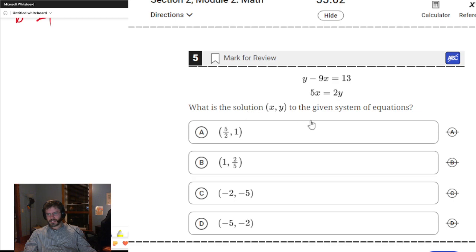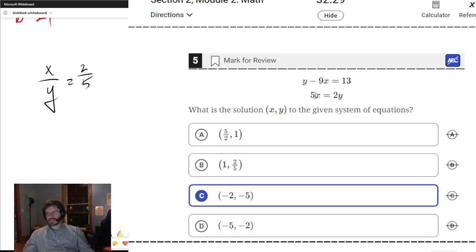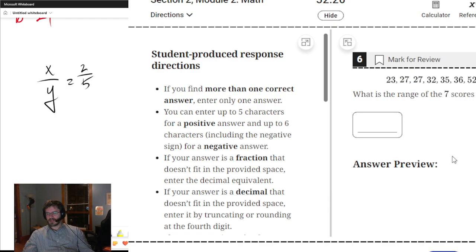You could plug in these answer choices and see which one is the solution, but they do give us this nice ratio here. There's an old question in a paper format that did something like this, and the solution was you just get the ratio of X to Y. On this one, it's going to be 2 over 5 because you just kind of divide the terms back and forth. So if I put X over Y, I should get 2 over 5, and that's the one that does that. The fact that it's a system doesn't really matter because it's a ratio.